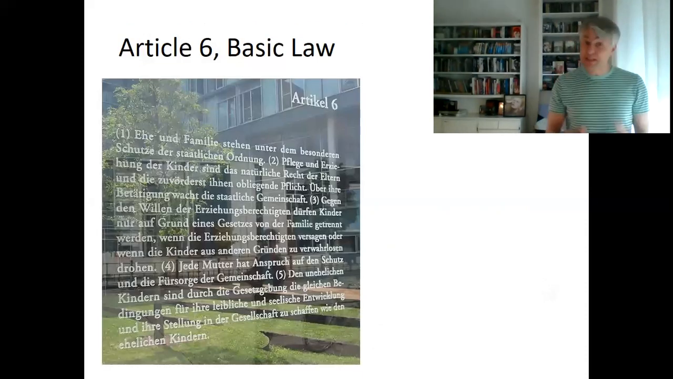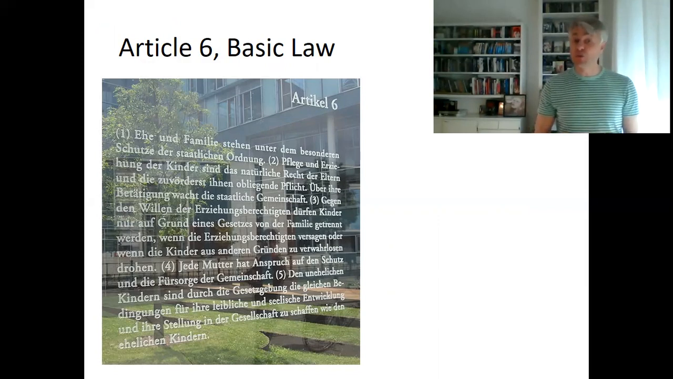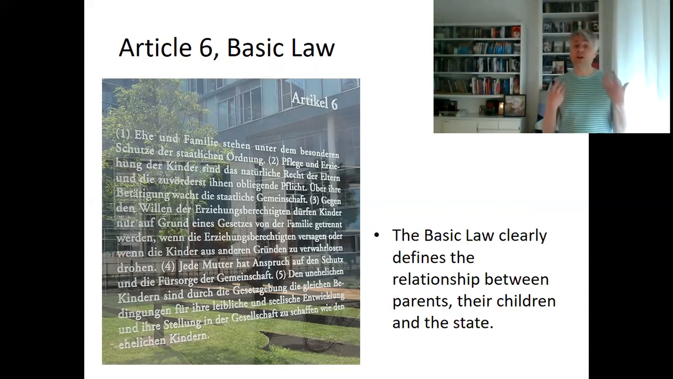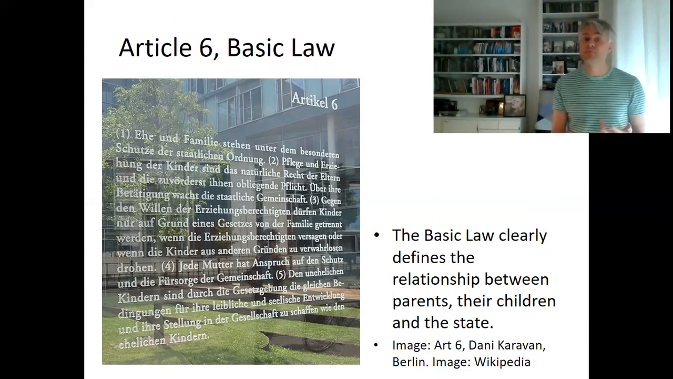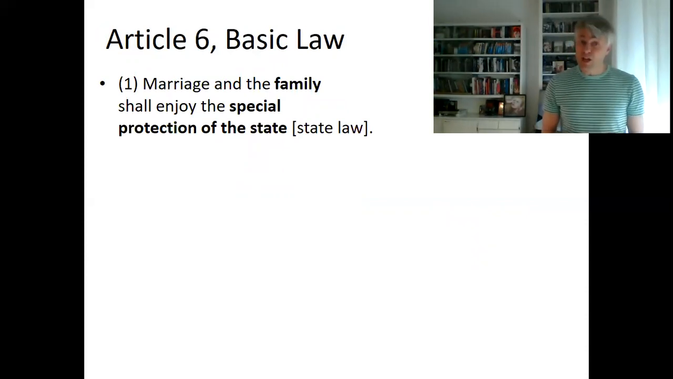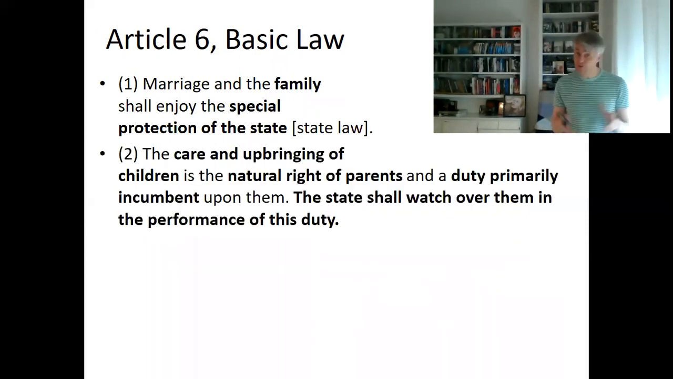Good, good. And Germany's constitution has an article, Article 6, which really explicitly touches upon child protection questions. Have a look at this. The basic law clearly defines the relationship between parents, their children, and the state. 1. Marriage and the family shall enjoy the special protection of the state. In the original formulation, it's something like state law. 2. The care and the upbringing of children is the natural right of parents and a duty primarily incumbent upon them. The state shall watch over them in their performance of this duty.